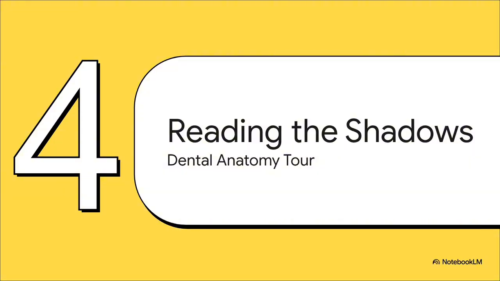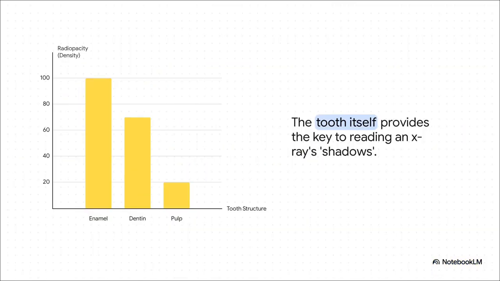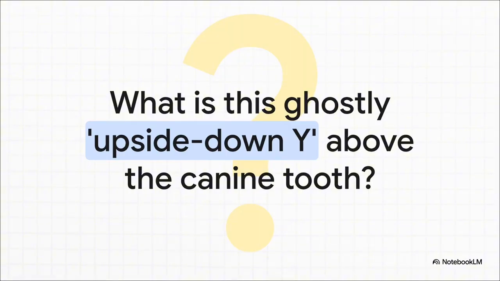Okay, now for the really fun part, learning how to actually read these ghostly images. I promise, once you know a few of the key landmarks, this hidden world of your own anatomy just opens up right before your eyes. So, the basic key to decoding this all starts with the tooth itself. The outer layer, the enamel, is the hardest, densest part of your entire body, so it shows up as the brightest white. Right underneath that is the dentin, which is a bit less dense, so it looks more like a light gray. And then right in the very center, you have the pulp. That's the living nerve and blood vessels, which is the least dense part, and it appears as this dark channel running down the tooth.